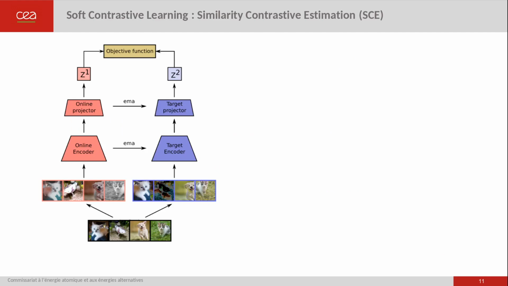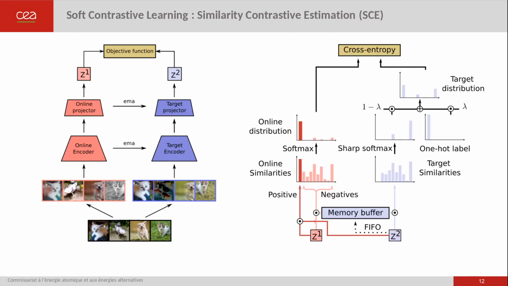First, as for contrastive and relational methods, we adopt a Siamese model with two branches composed of an encoder and a projector. The online branch is updated by gradient descent and the target branch by exponential moving average of the former. Relations between images are estimated by the target branch by computing similarities between each image representation and the memory buffer. These similarities are transformed into a distribution by applying the softmax function sharpened to remove noisy relations.